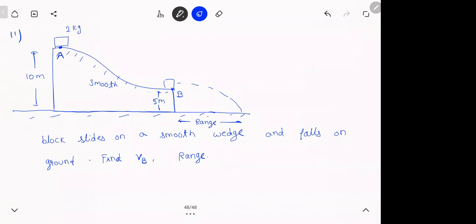Hope the question is clear. Anyone who didn't get the question, please ask me. It's like we are doing work power energy plus kinematics. I'll give a minute or so. Let's see.